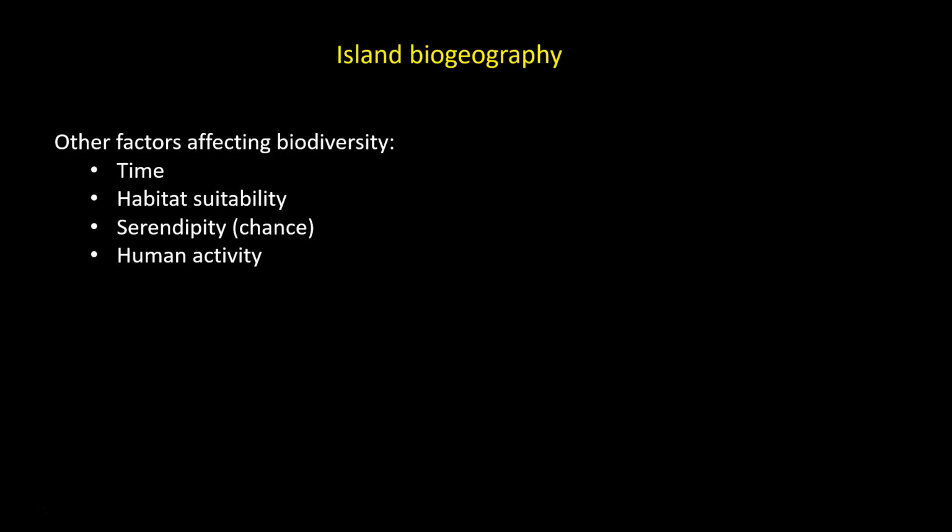Serendipity also plays a role. This is the idea that chance occurrences may influence the arrival of species onto that island. For example, a hurricane might force a particular species of bird onto the island by chance. And finally, human activity may also play a role. Human beings are wild cards in the situation, and we really can't predict the effect that they're going to have.